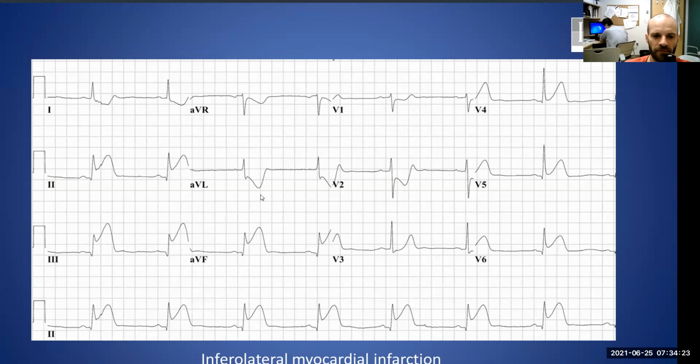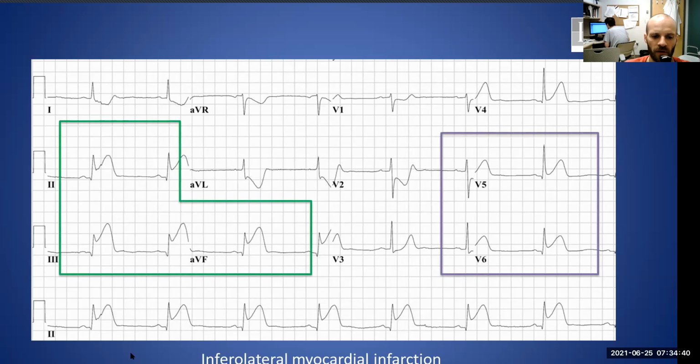On the other hand, this one's different. We don't have the ST elevation present in these anterior leads anymore. Instead, the ST elevation is maximal here in leads 2 and 3 and AVF. We also have some again in V5 and V6. So this is an inferolateral myocardial infarction because it's affecting the inferior leads. 2, 3, and AVF point to the inferior aspect. V5, V6, 1, AVL point laterally. So it's predominantly an inferior with a slight lateral component to it.